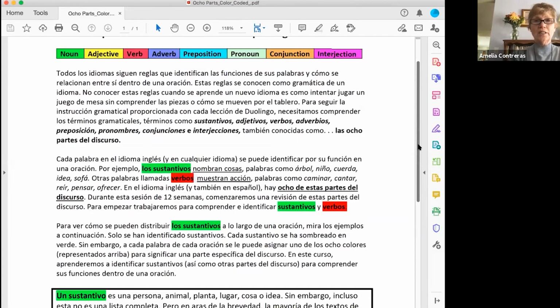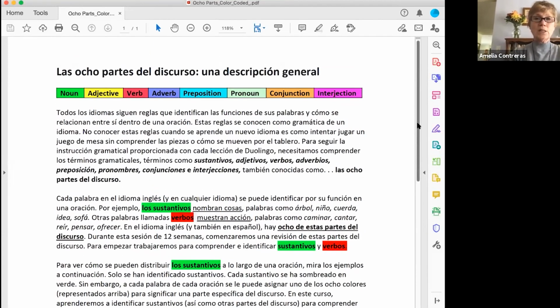Next, let's go to the 8 parts of speech document. We'll get out of this and open that up. This is an introduction to what is called the 8 parts of speech.